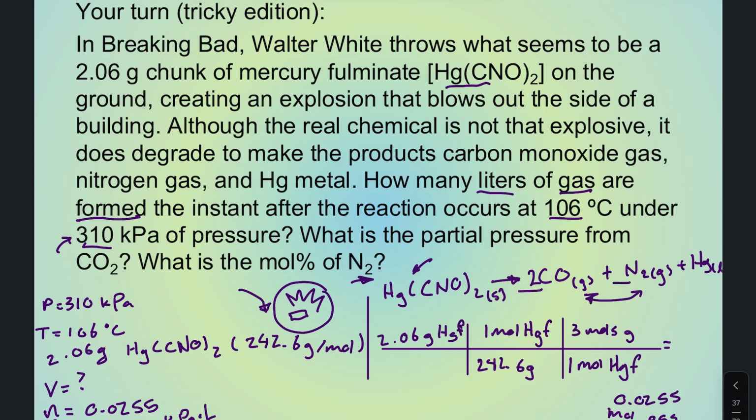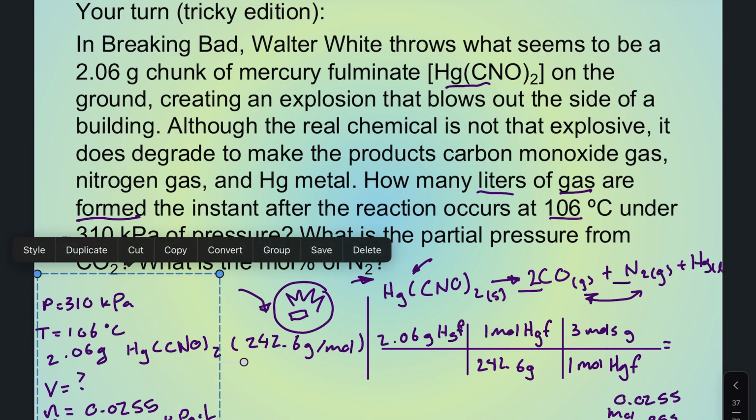All right, and so if we're doing PV equals nRT, we now have our P, we have our T, we have our n, which is moles of gas, and we have our R, and we're just trying to solve for V. So what I'm going to do is copy this and paste it on the next page so we have a little bit more space to work. So this is all of our information that we have.